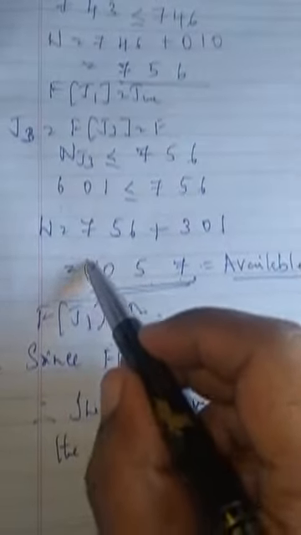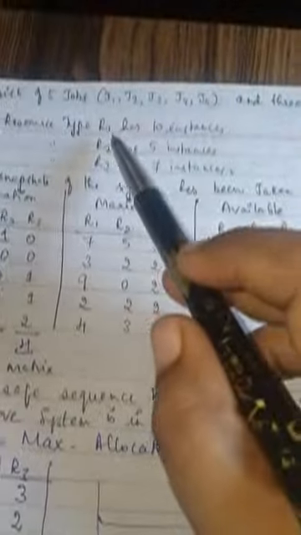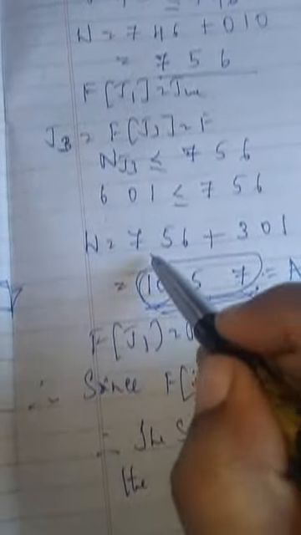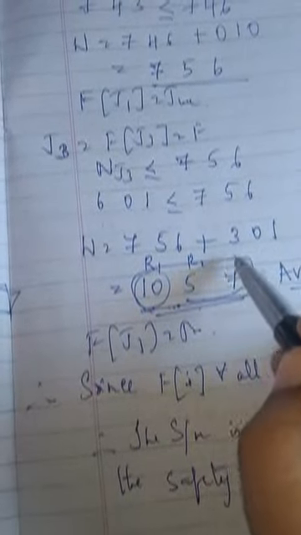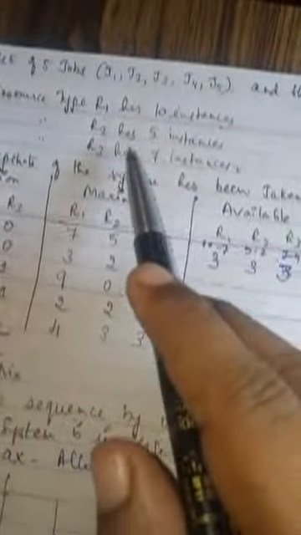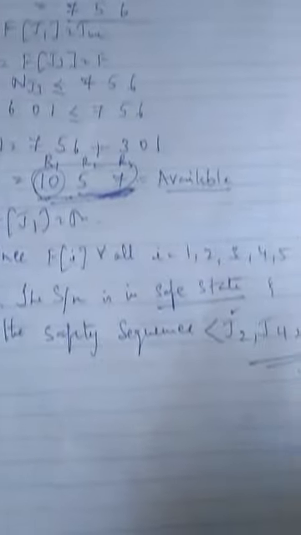One more thing here. You got 10, 5, 7 at the end. Just for verification purposes, you can compare it. What they said here, R1 has 10 instances. So did you get 10 here? The first one is R1, right? R1, R2, R3. R2 has 5 instances, R3 has 7 instances. So you got the same value. Therefore your answer is correct there.